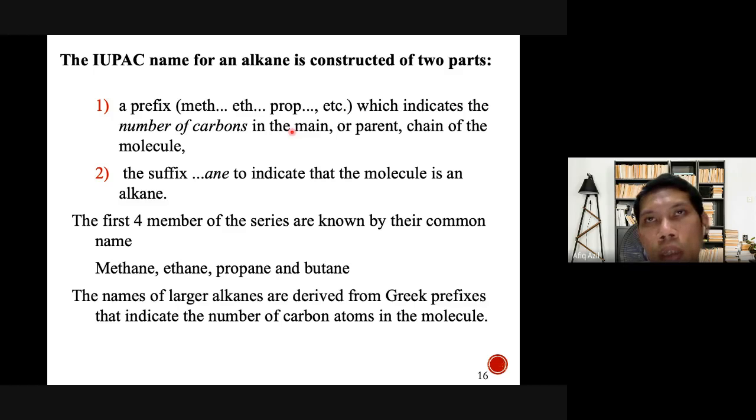But the rest, starting from 5 onwards, use Latin naming such as pent, hex, hept. Like the one you learned with polygons, like pentagon, which has 5 corners, same as in pentane. So there are 5 carbons, and the suffix that you add at the end of the name will be A and E, to indicate that the molecule is an alkane.